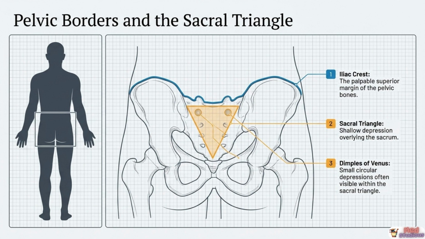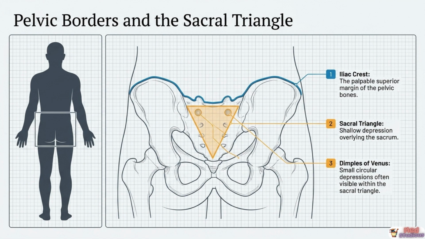Centrally on the posterior pelvis, the sacral triangle is a shallow, skin-colored depression overlying the sacrum, formed by the skin being tethered to the underlying bone, creating a visible dimpling. Within the upper corners of this triangle sit the dimples of Venus, two small circular skin depressions corresponding to the posterior superior iliac spines beneath.